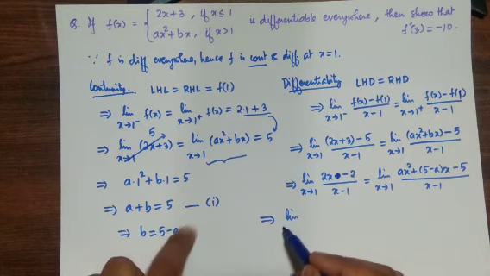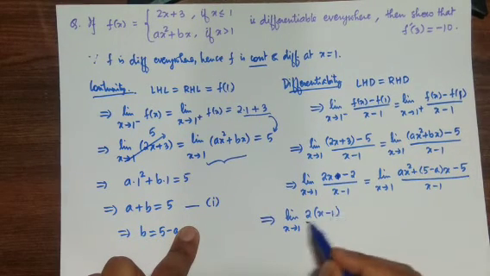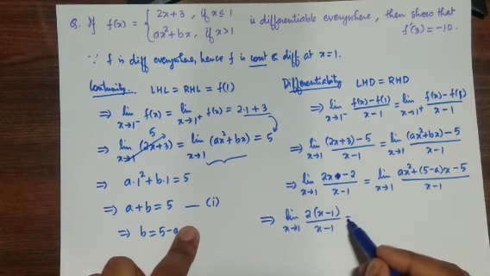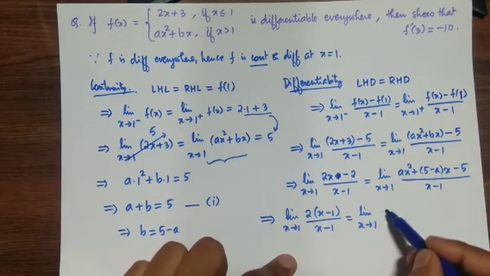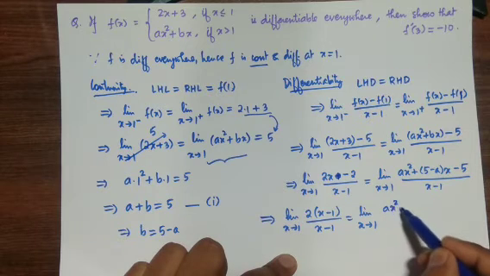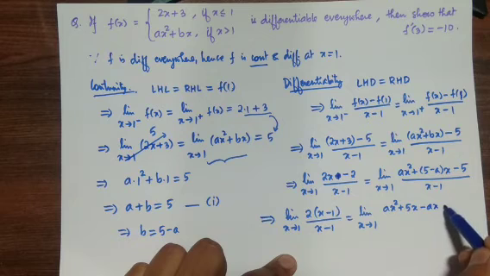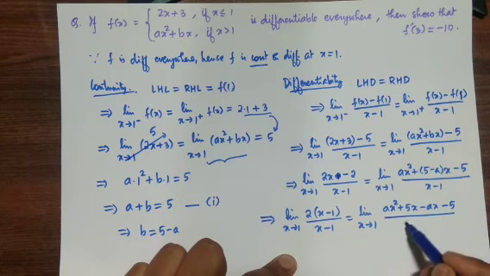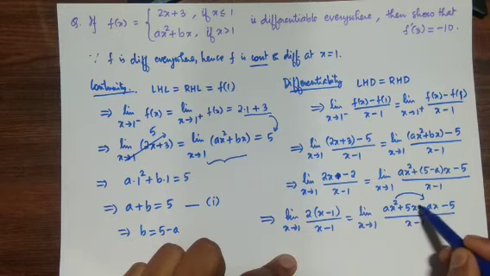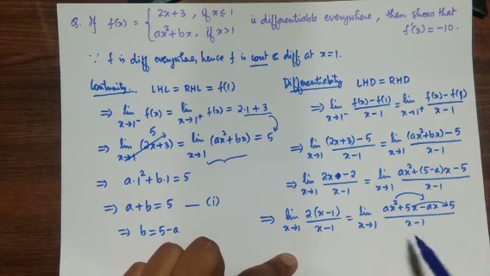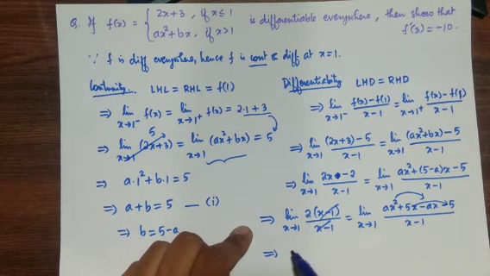So let me simplify this further. So we have limit x tends to 1. So 2 can be taken common, we have x minus 1, and in the denominator also we have x minus 1. So this is again limit x tends to 1. Let me open the bracket: ax square plus 5x minus ax minus 5, over x minus 1. We'll group these two together and these two together, then we see that this is obviously equal to 2.